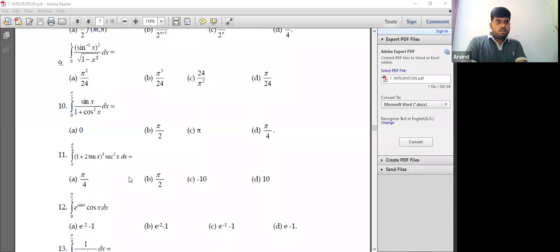Let's go to the next one. The integral from 0 to pi by 2 of sine x by 1 plus cos square x dx. This is also a very, very easy one. You can do it on your own. These are very, very simple questions.